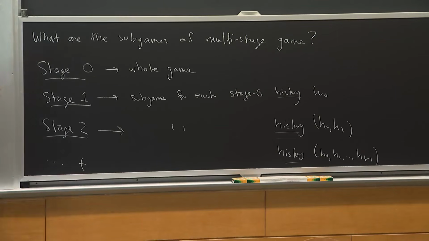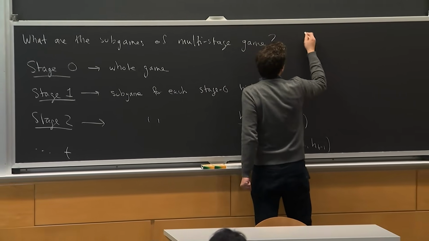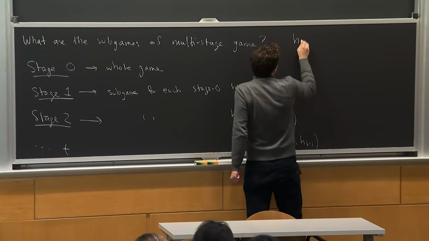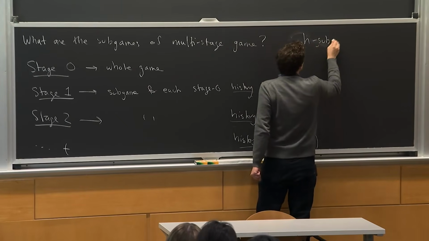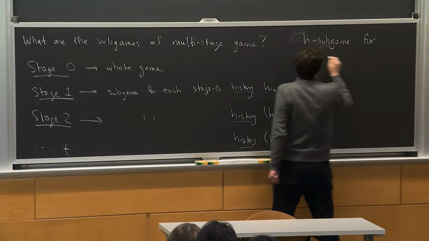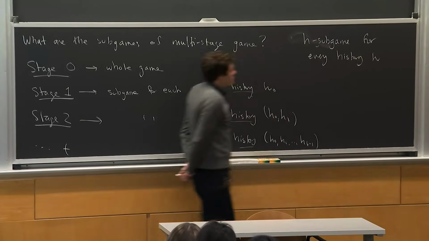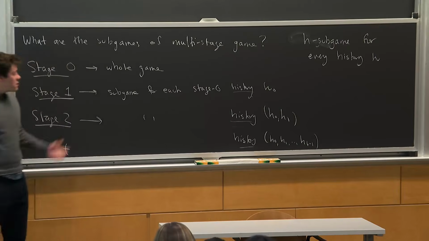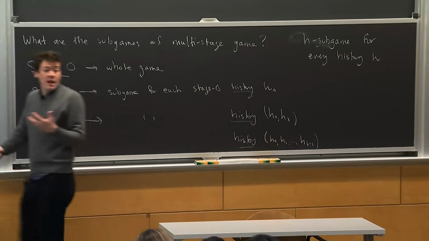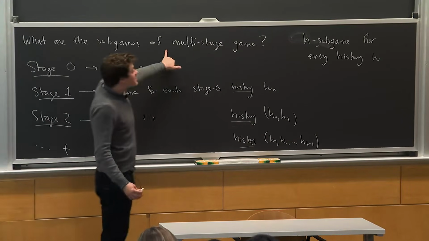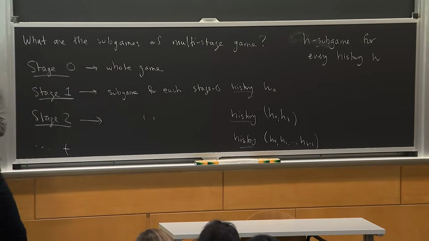So what are the subgames of a multi-stage game? They are described by the histories of the game. We have an H subgame for every history H. So give me a history H. It could be a history like this, like this, or like this. That's going to start a subgame from here on out. And conversely, any subgame is exactly going to have this form. All right, so we have an association between the subgames of a multi-stage game and the histories of play in the game.